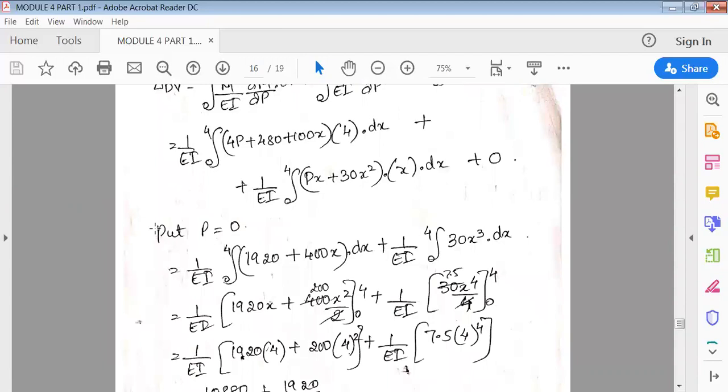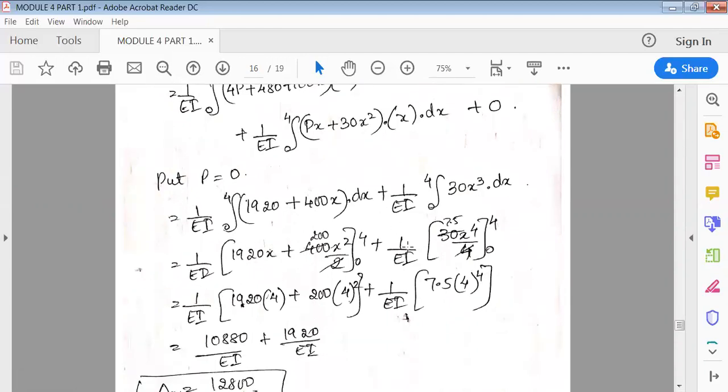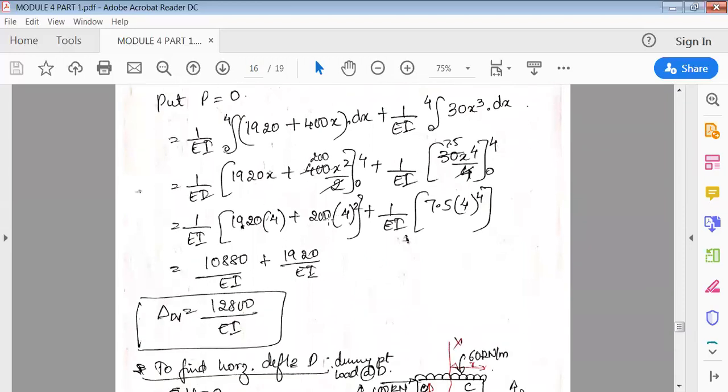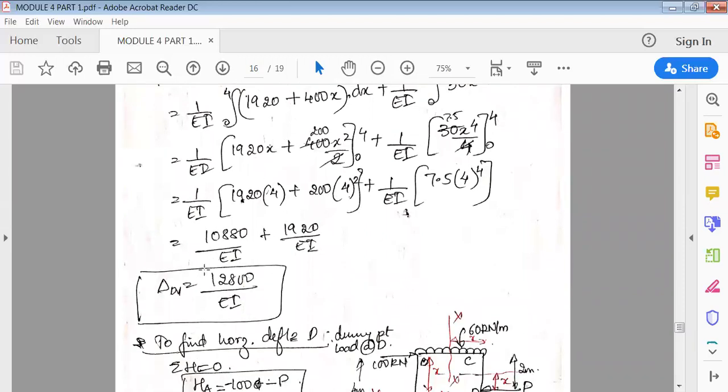Now we know that P is a dummy load at vertical point D, so put P equal to 0. So 1 over EI, 0 to 4, multiply this value with respect to 4. When you multiply, you get this answer. Similarly, multiply here, and you get this answer, as P is 0. Only consider the numbers here. Solve this, integrate, and substitute the values. So we get delta dV equal to 12800 over EI. They have not given the value of EI, so keep it as it is.